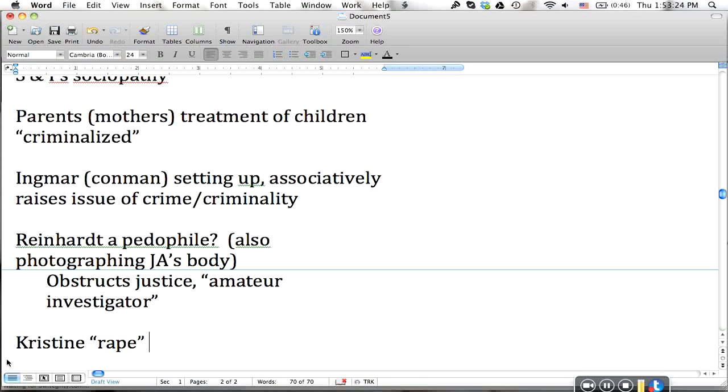So these kinds of things are a part of the novel as well, since it is a novel about sexual transgression, sexual violence, and so forth. Though that's a little bit of an interpretation of what's going on there. Other thoughts about criminal figures?